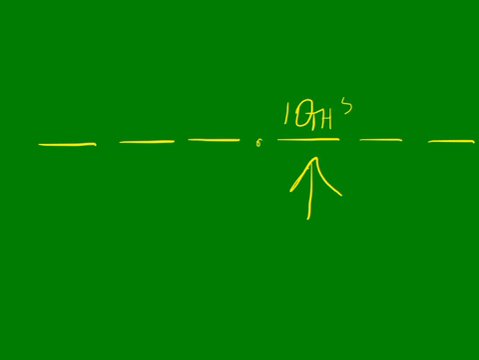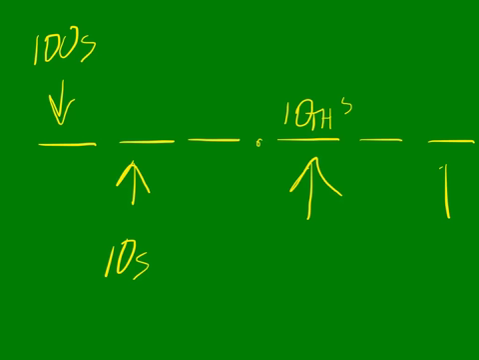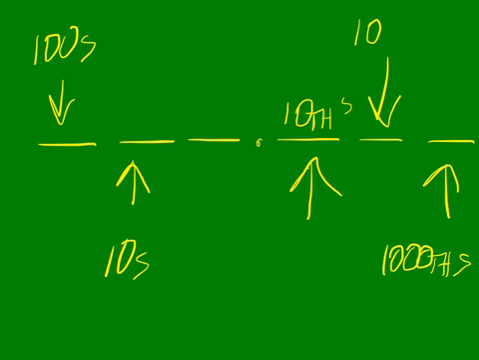From yesterday we did this and figured out what place this was, which is what? Tenths. What place is this? Tens. And what place is this? Hundreds. What place is this? Thousands. And what place is this? Hundreds. What place is this? Ones. All right.